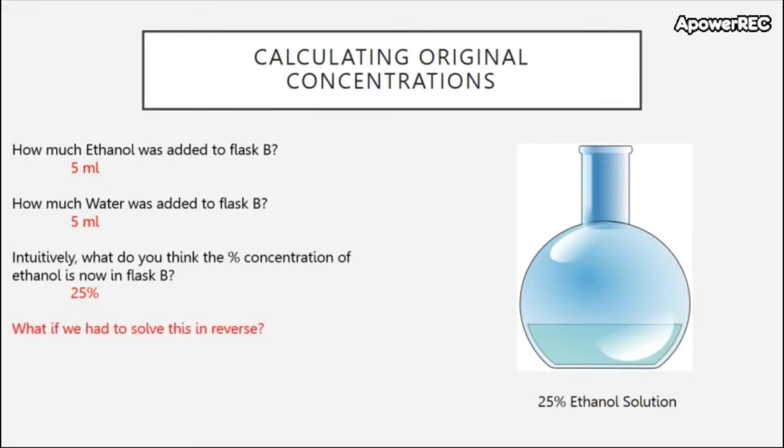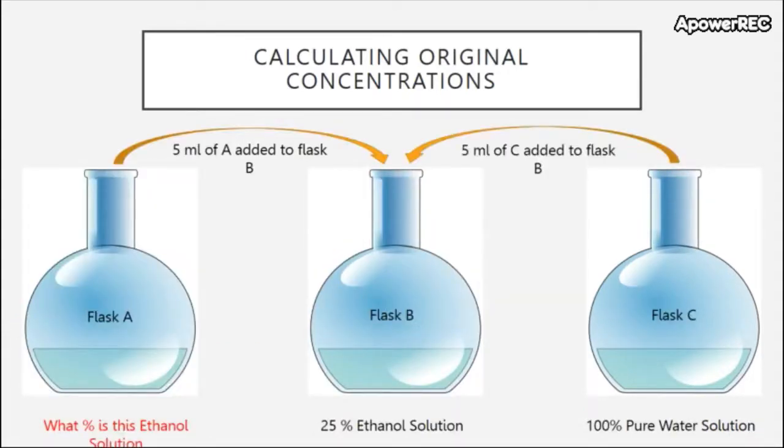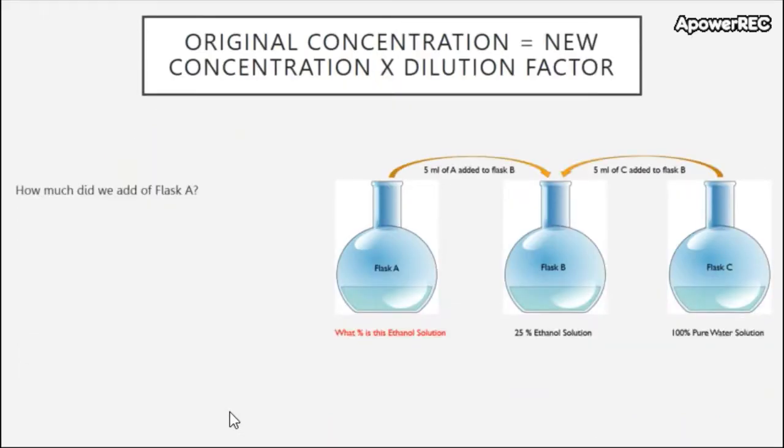So what if we had to solve this problem in reverse? So now let's say you know that you have a 25% solution of ethanol, and you know how much you added of each of these compounds. Can we calculate what the original percentage of ethanol is? Of course. Let's do this. So how much did we add of flask A? We added 5 mils. How much did we add of flask C? We added 5 mils. Therefore, what is the total volume of flask B? It's 10 milliliters.